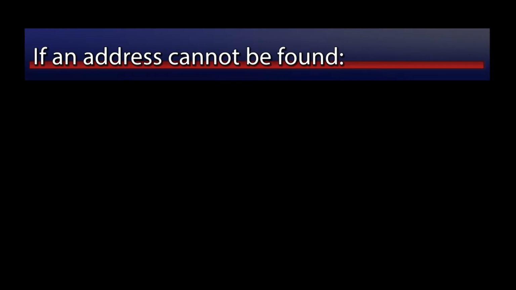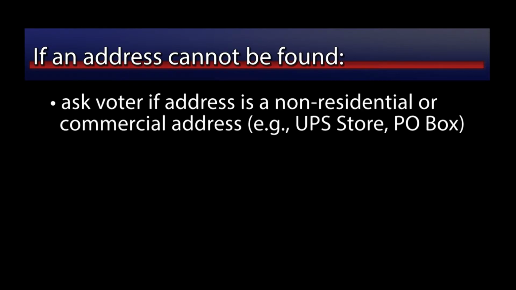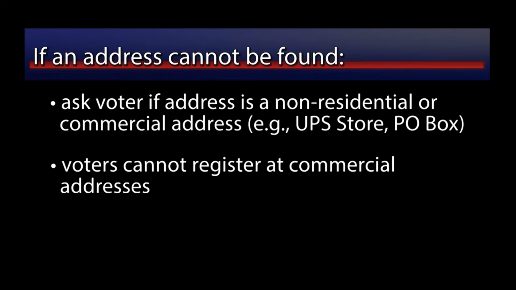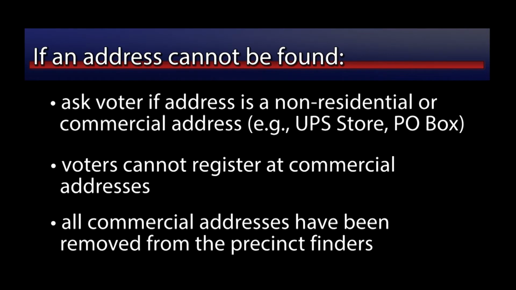If a voter's address cannot be found in the Precinct Finder, ask the voter if the address provided is a non-residential or commercial address, such as the UPS store. Voters cannot register to vote at these types of addresses, even if the address is listed on the voter's driver's license. All commercial addresses are removed from the house ranges listed in the Precinct Finder.